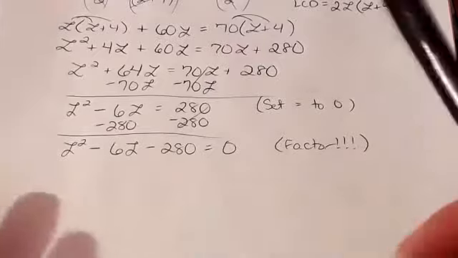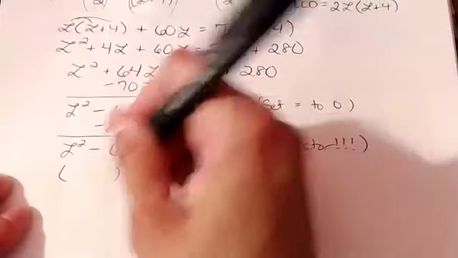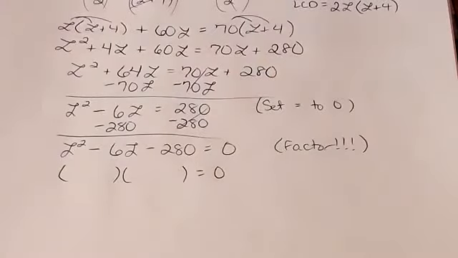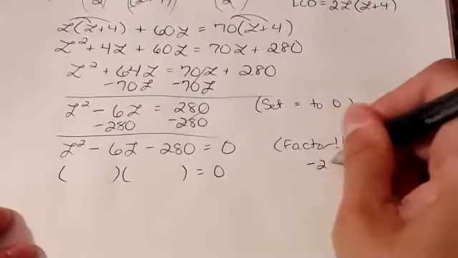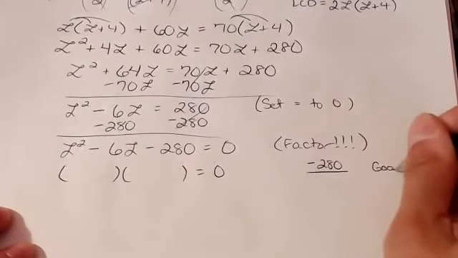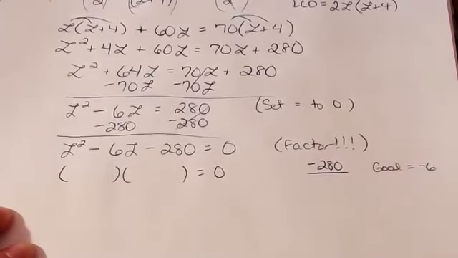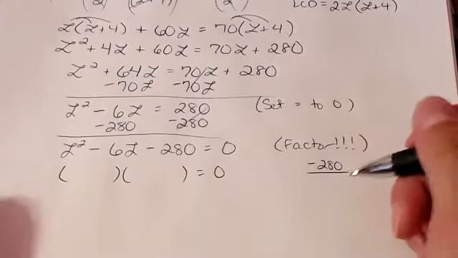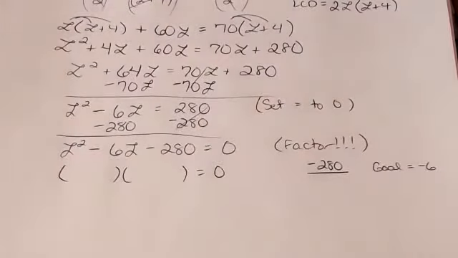Okay, so we are going to factor this. Let's go ahead and write our sets of parentheses. I need factors of negative 280 that combine to give you a negative 6. So our goal is a -6. 28 and 10 won't work. Let's look at some factors.